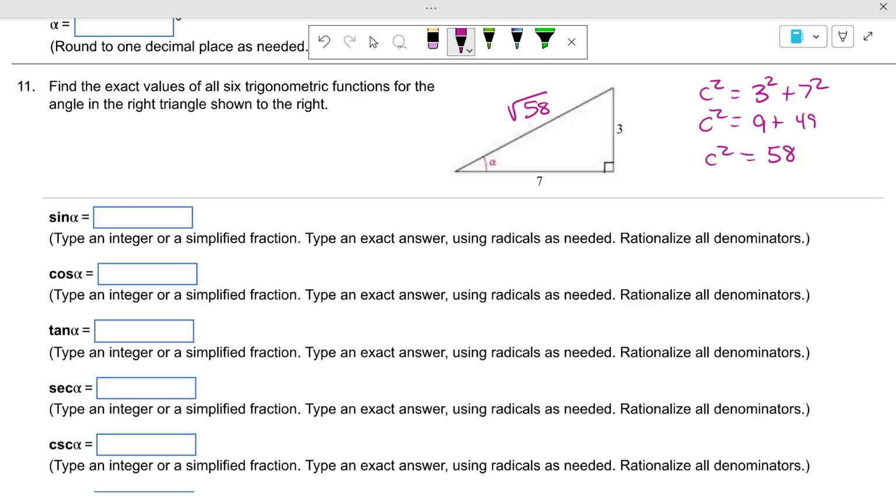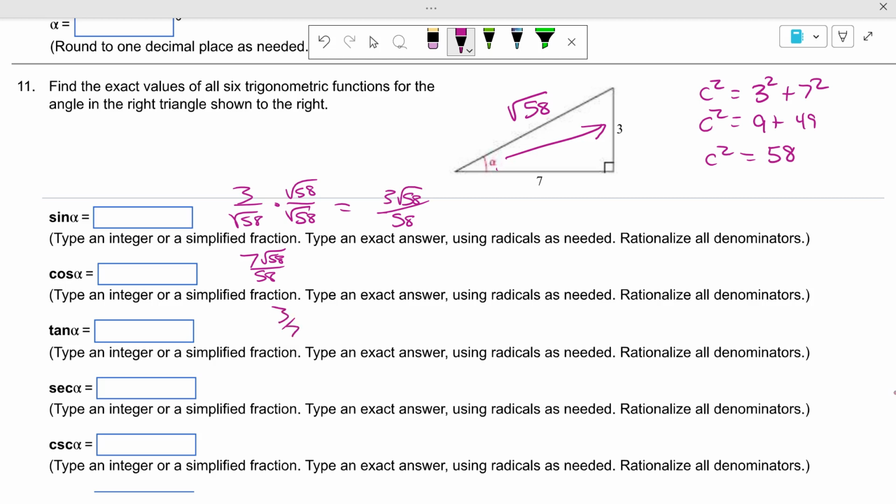So the sine is the opposite over the hypotenuse. 3 over square root of 58. Can we leave it like that? No. So we multiply top and bottom by square root of 58. So it's 3 square root of 58 over 58. Cosine would be 7 over square root of 58, or 7 square root of 58 over 58. What would the tangent be? Opposite over adjacent, 3 over 7.